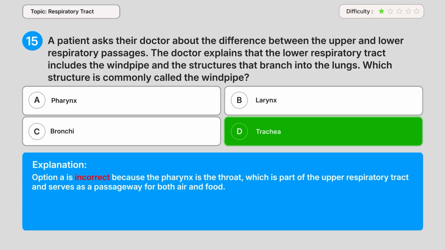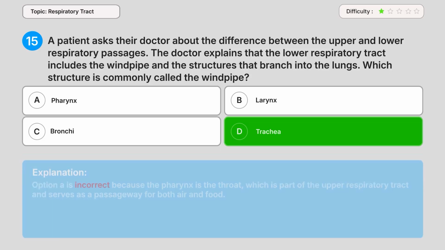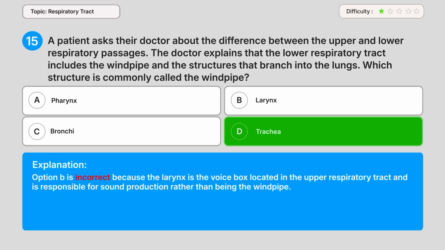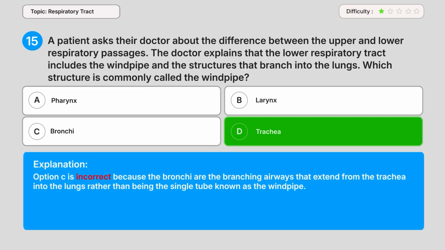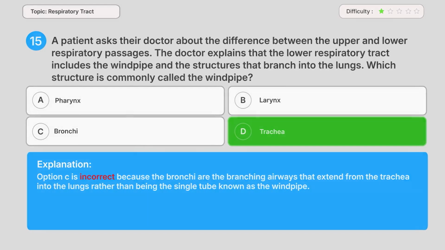Option A is incorrect because the pharynx is the throat, which is part of the upper respiratory tract and serves as a passageway for both air and food. Option B is incorrect because the larynx is the voice box located in the upper respiratory tract and is responsible for sound production rather than being the windpipe. Option C is incorrect because the bronchi are the branching airways that extend from the trachea into the lungs rather than being the single tube known as the windpipe.